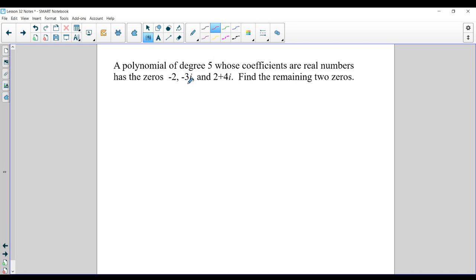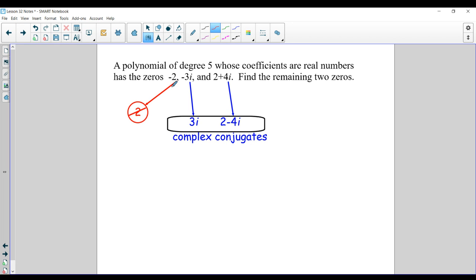So again, we use the complex conjugate for it. Negative 2, just an answer. Negative 3i will give me positive 3i. 2 plus 4i would give me 2 minus 4i. So these two would be the remaining zeros. And in a problem like this, this will be a read the directions type of thing. This one literally just wants you to find the remaining zeros. There'll be other ones that'll ask you to find polynomials and things like that. This one literally just asks for the other 2 zeros. Make sure you're answering the correct question.